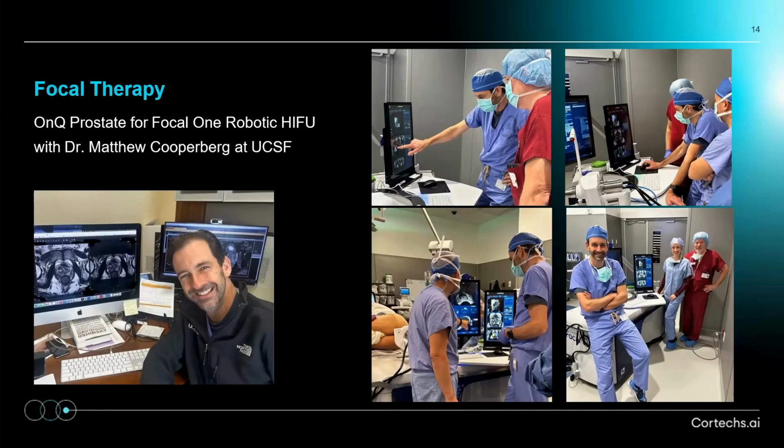In addition to seamlessly integrating with MRI ultrasound fusion prostate biopsy platforms, OnQ has already made its presence known in aiding urologists with targeted focal therapy. Here, Dr. Cooperberg at UCSF was able to successfully utilize OnQ Prostate alongside the Focal One robotic HIFU platform.